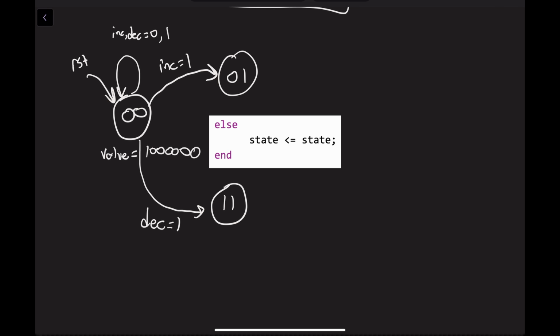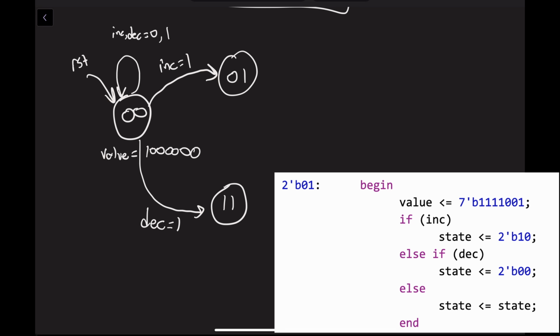Now, the main thing you may notice is, well, wait a minute, we don't know what the output is for state 01 or state 11. Okay, well, because this looks like a Moore machine, the state that you're in defines what the output is. So if I keep going down the code here, I see that there's a state 01. If I'm in state 01, I need my value to be equal to 1111001.